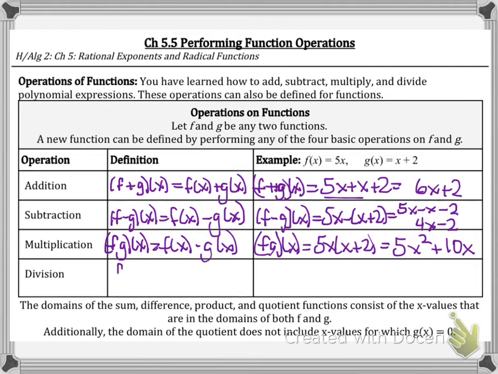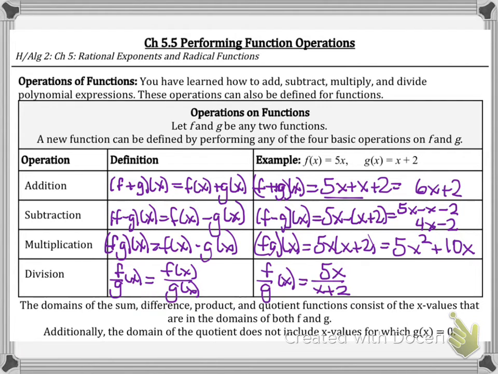Division. So this is f divided by g of x. And so you have f of x over g of x. So if we try it out with this one, f divided by g of x, we're going to take 5x over x plus 2. And we can't simplify further than that.